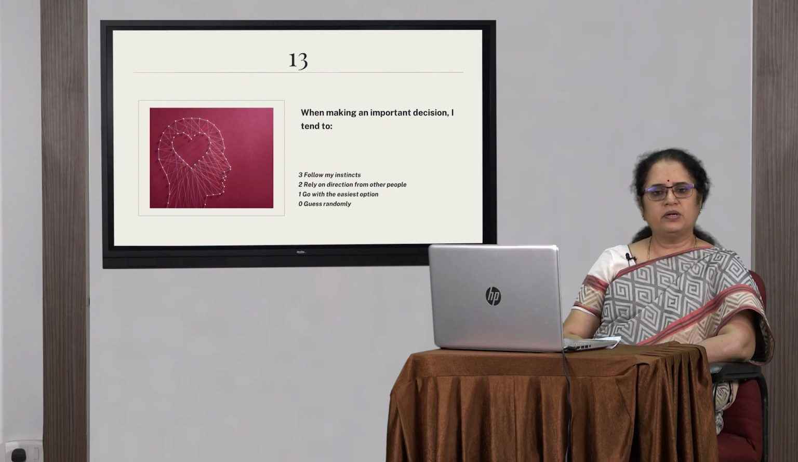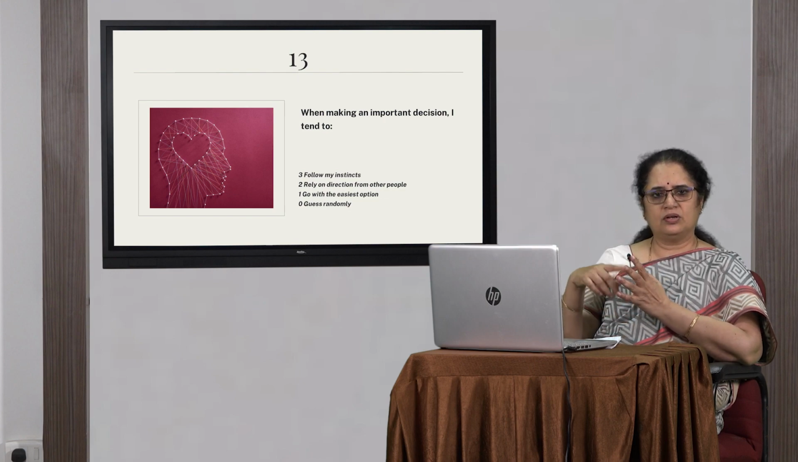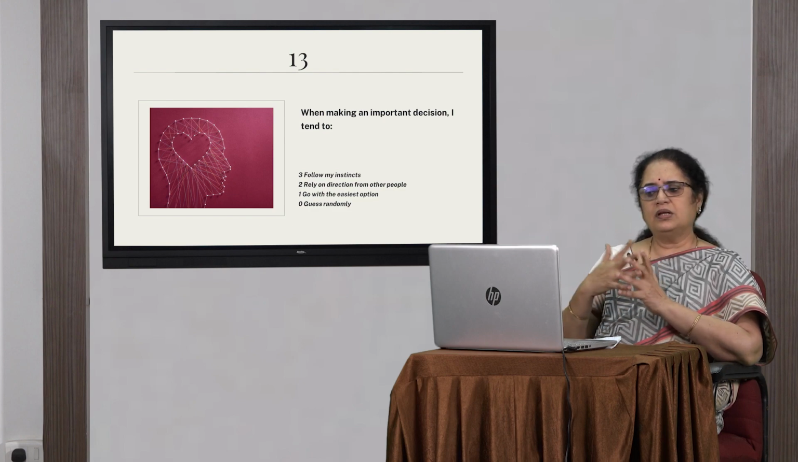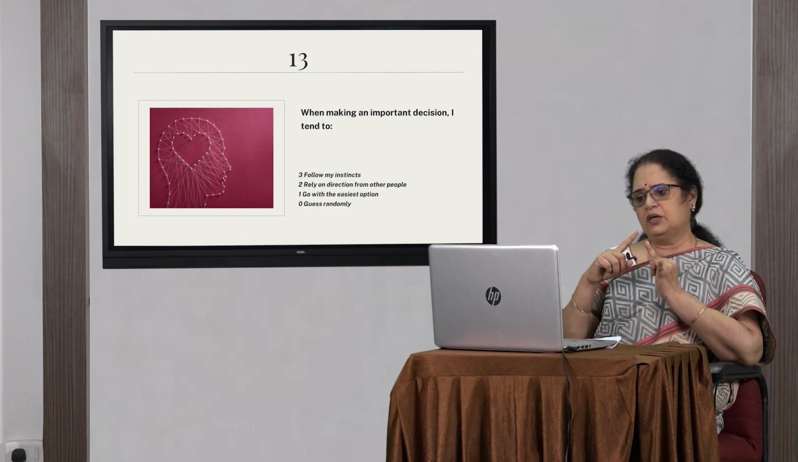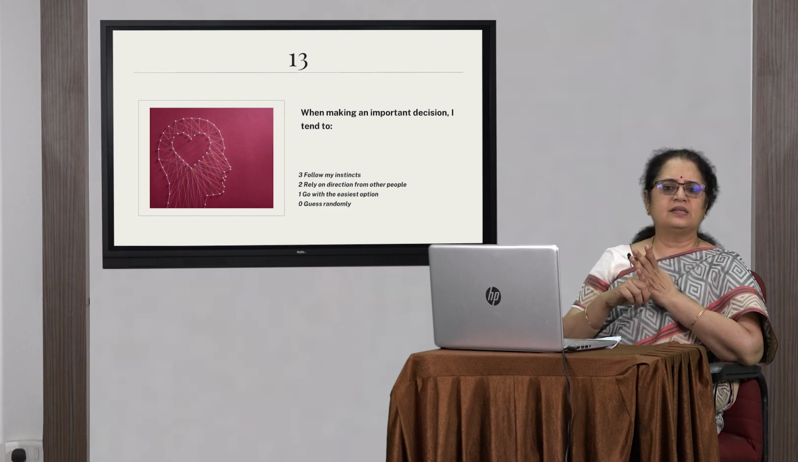There are so many other important decisions, not just career wise. It's not like what dress to wear to college is an important decision; eventually I'll wear this or the other one some other day. When you're talking about important decisions, it could be financial decisions, it could be related to career or your academics, or it could be related to choosing a life partner. So what are the things that you do? Do you follow your instincts? Give yourself a 3. You rely on direction from other people, you go with the easiest option, or you guess randomly.